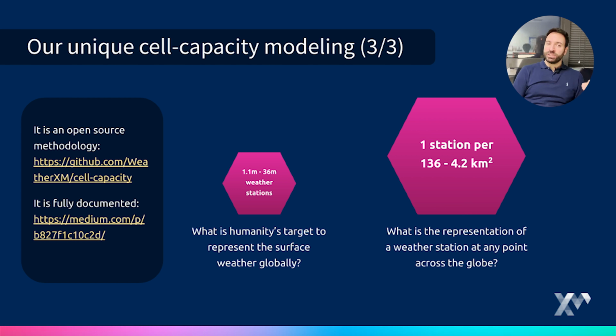In other words, we strive for a density of stations between 1 station per 136 square kilometers to 1 station per 4.2 square kilometers. And if this number sounds outrageous, there is a great body of scientific evidence that shows that the required density for urban areas or areas of complex topography is even less than 1 square kilometer. The methodology is open source and it can be found on GitHub, while there is a full documentation which can be accessed through our post on Medium.